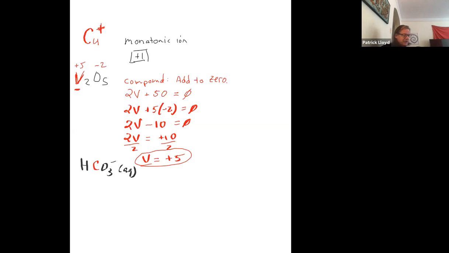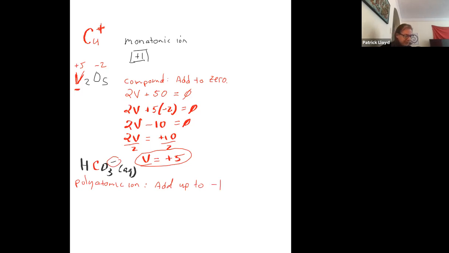Now let's do the last one here. This is called hydrogen carbonate or bicarbonate. When you have these ions that can have 1 hydrogen or 2 hydrogens, if it has 1, we call it bi. So this would be called bicarbonate, but technically it's called hydrogen carbonate. So with this one, it's a polyatomic ion. So that means it has to add up to the charge. The charge is right here, -1. So it has to add up to -1.